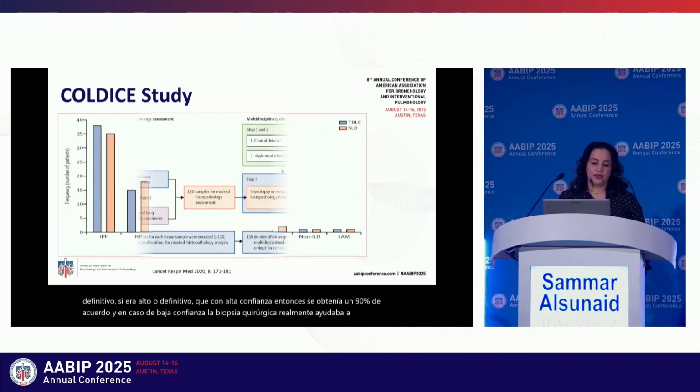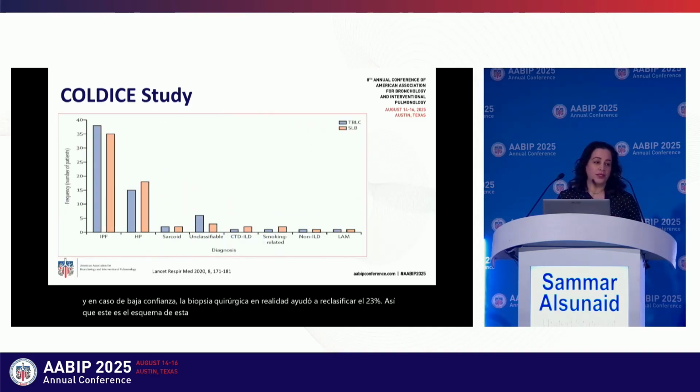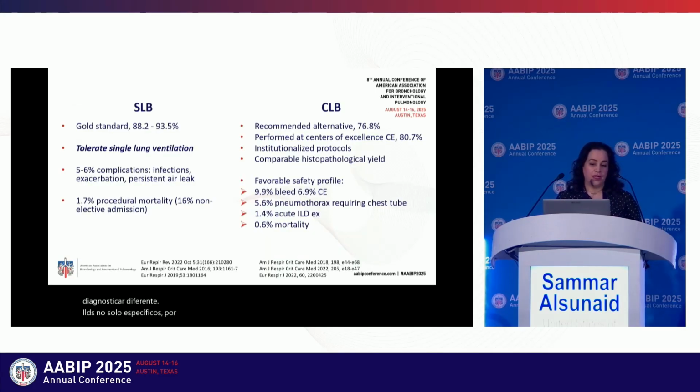So this is the outline of this table. And then I wanted to mention that it was also good to diagnose different ILDs, not just specific ones, so it is very helpful. Comparing the two, so surgical lung biopsy, gold standard, diagnostic yield up to 93%, and some reports it's actually 95%.